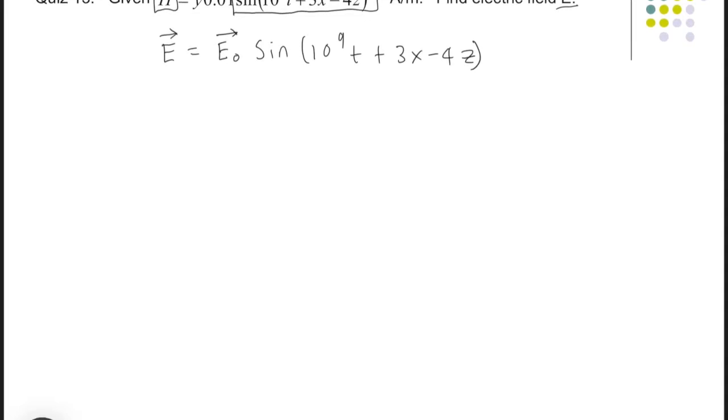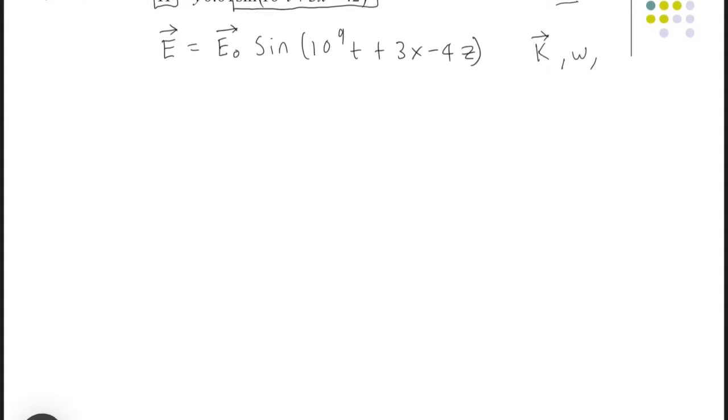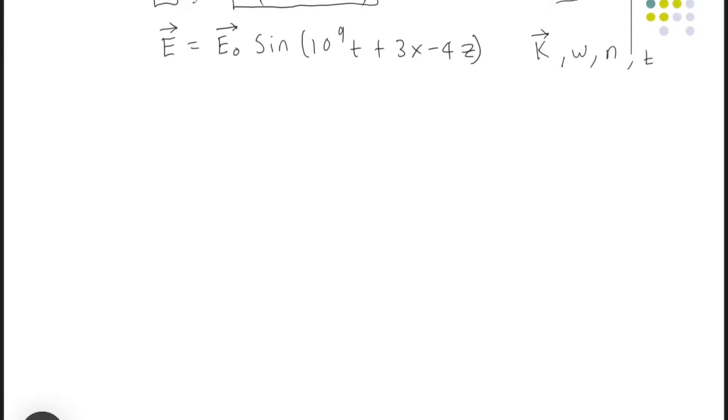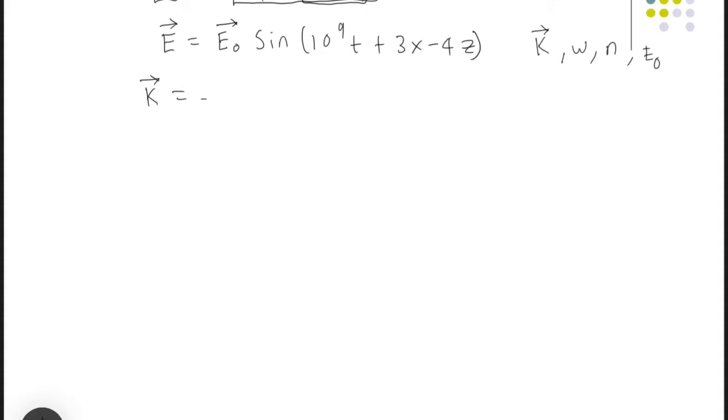For a problem like this, we want to identify a few things. We want to identify what our k vector is, what our omega is, what our n is, and then we also want to solve for E naught. So how do we go about doing this? Well, we first identify the k vector, and we get that from these numbers, 3x minus 4z. So our k vector would be negative 3x hat plus 4z hat.